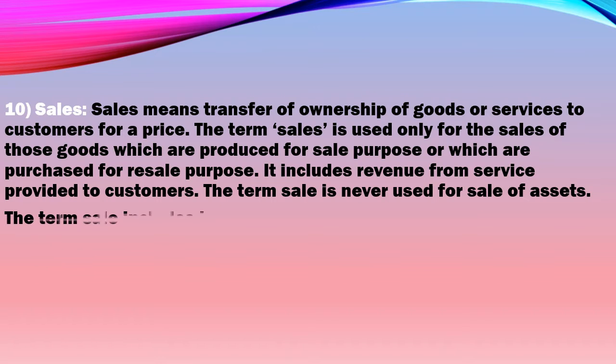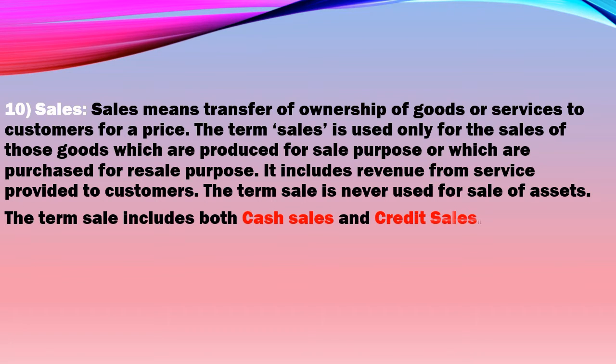Next, the term sale includes both cash sales and credit sales. Similarly, like cash purchase and credit purchase, we even have cash sales and credit sales. When you sell goods, you give goods and get money. In credit sales, they pay you later on. And nowadays we even have advance payment, where they pay you in advance. So that is how sales can be done: cash, credit, or through advance payment.